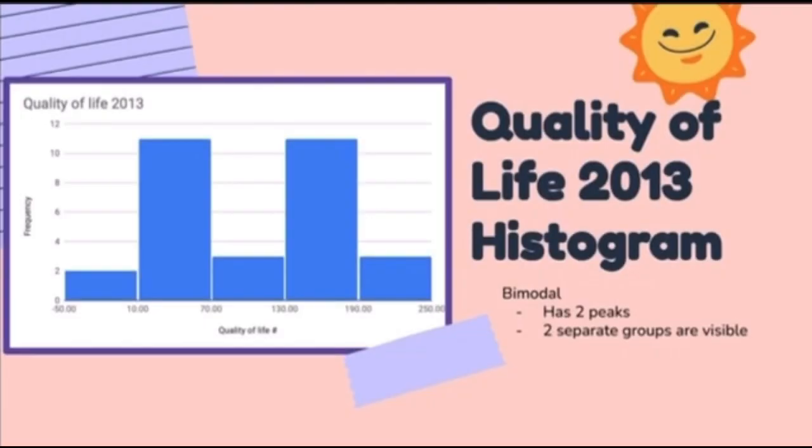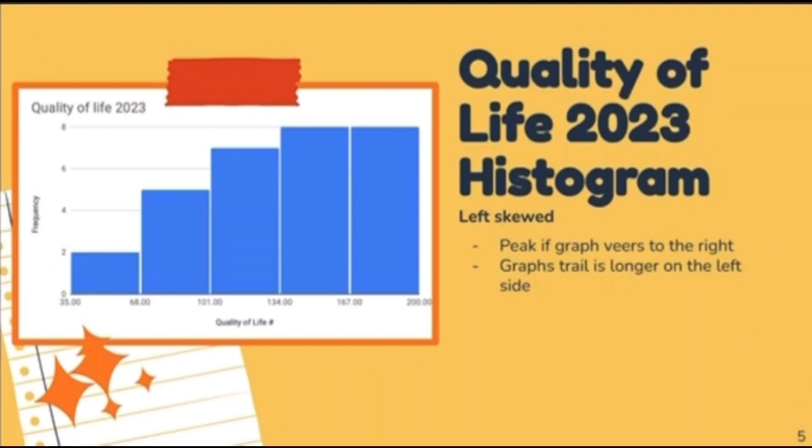For the quality of life, the 2013 histogram is bimodal, which means it has two peaks and two separate groups are visible. These two groups are 10 to 70 and 130 to 190. Both of them have 11, meaning they are the highest countries. The quality of life 2023 histogram is left skewed, which means the graph veers to the right and the graph's trail is longer on the left side. We can tell from this histogram that the quality of life altogether has gone up because of the way it rises.